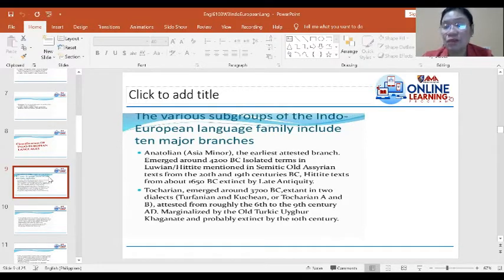Okay, and then we have the Tocharian, emerged around 3700 BC, extant in two dialects. Okay, so the Turfanian and the Kuchean, or the Tocharian A and Tocharian B. So this is attested from roughly the 6th to the 9th century AD. So marginalized by the Old Turkic Uyghur Khaganate and probably extinct by the 10th century.